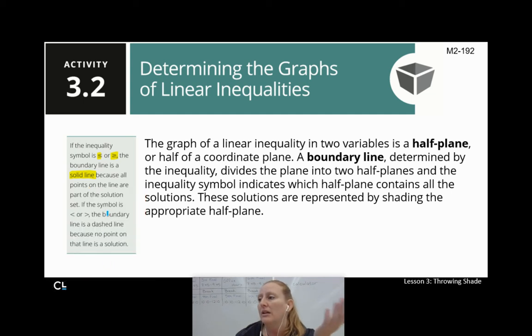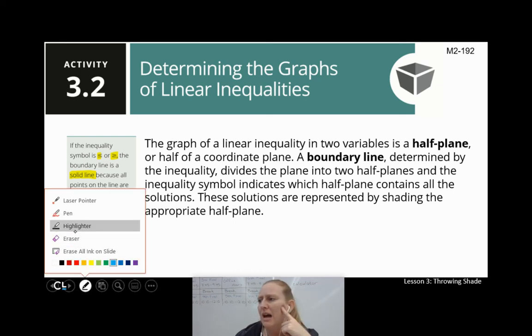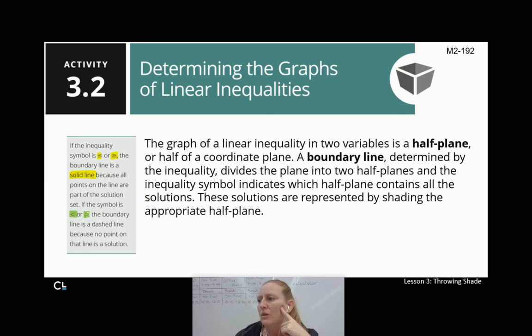Now, I'm going to grab another color here. If the symbol is less than or equal to, sorry, that's really dark. Let's not do that. Let's pick a lighter color. There we go. If the symbol is less than or greater than, there's no squashed equal sign. Usually we would say an open circle. And in this case, I'm going to say it's a dashed boundary line because the points on the line are not solutions this time. So it's very similar to that open circle, closed circle thing. If there's a squashed equal sign, if it includes the equal to, it's going to be a solid boundary line. If there's not a half equal sign, it'll be a dashed line.